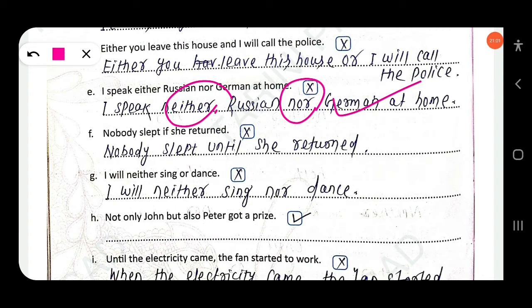"Nobody slept if she returned." You know, nobody slept until, we are referring to a particular point of time. So you have to first make a cross here. The sentence is wrong. Nobody slept until she returned.